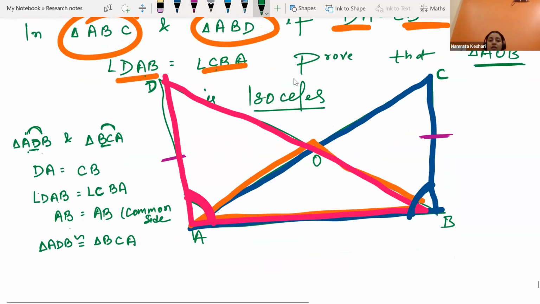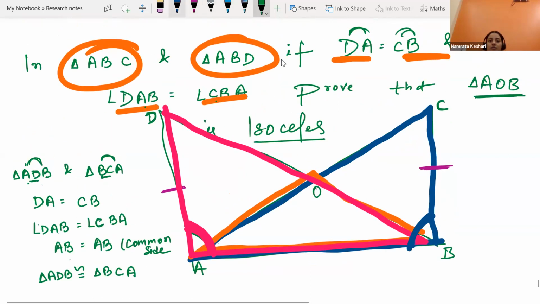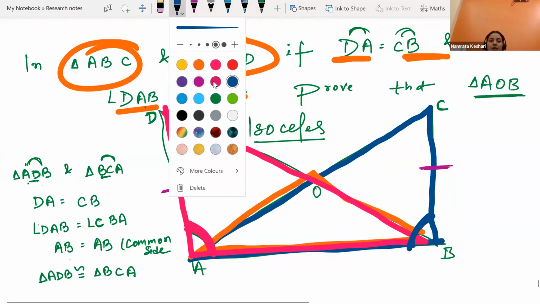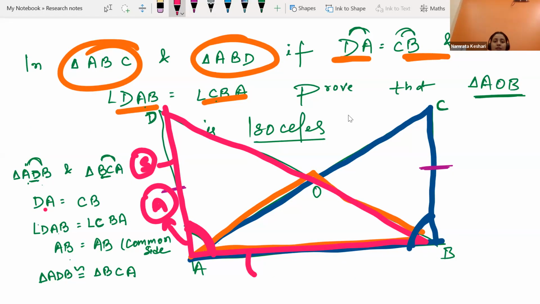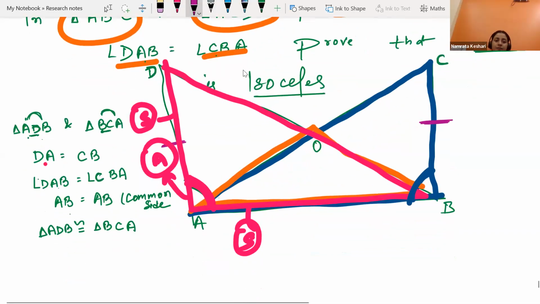Now let me check which criterion is getting fulfilled. Taking the pink color triangle and marking everything: DA side, then angle A, angle, then AB. That is SAS, right? Yes, ma'am.